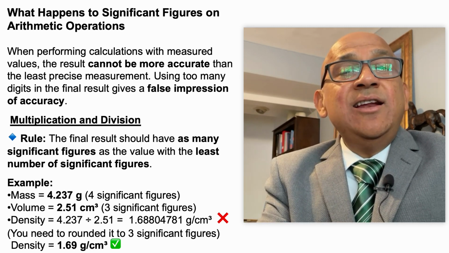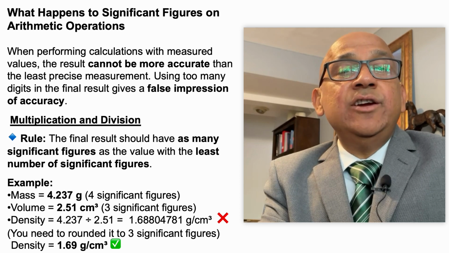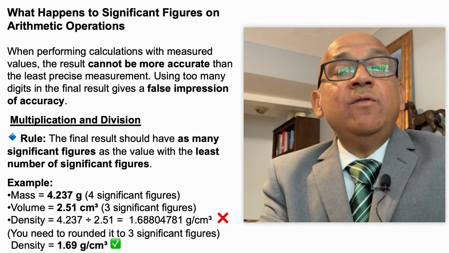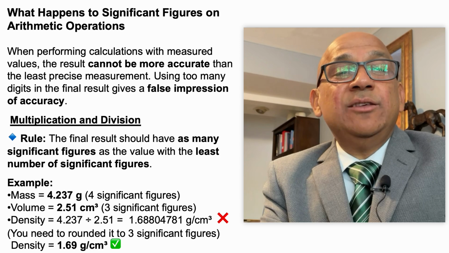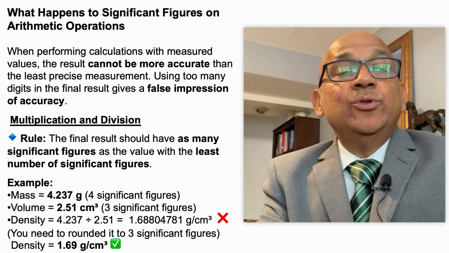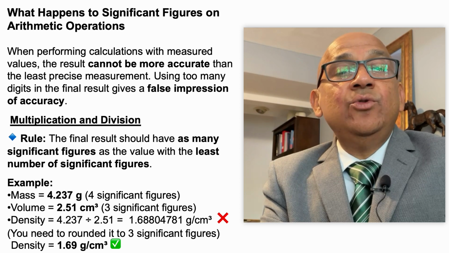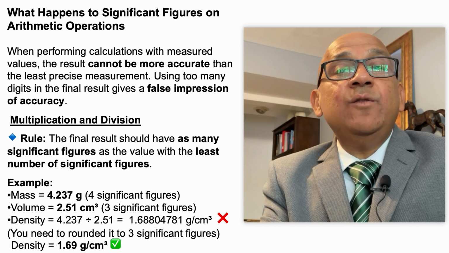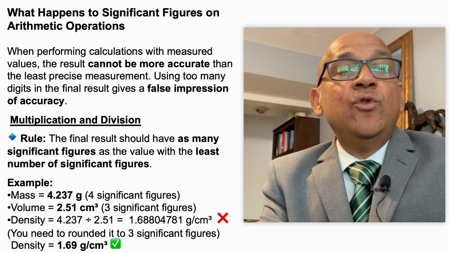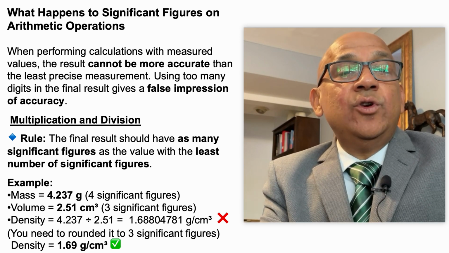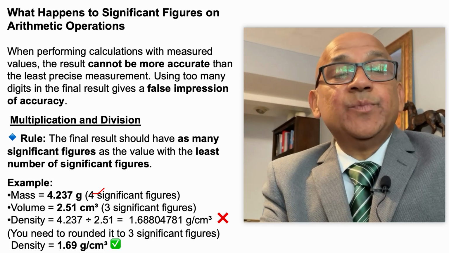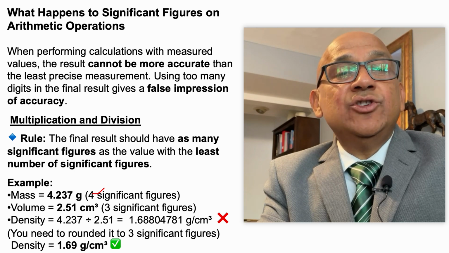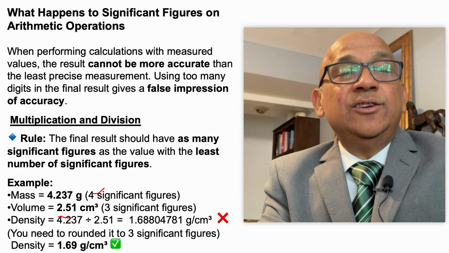The rule is the final result should have as many significant figures as the value with the least number of significant figures. We will understand this rule with the help of the following example. Suppose the mass of an object is 4.237 grams, and as we have already learned how to find significant figures, we can see that it has 4 significant figures: 4, 2, 3 and 7. Volume of the same object is given as 2.51 centimeter cube. It has 3 significant digits: 2, 5 and 1.